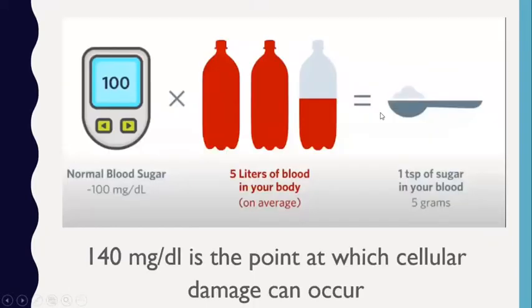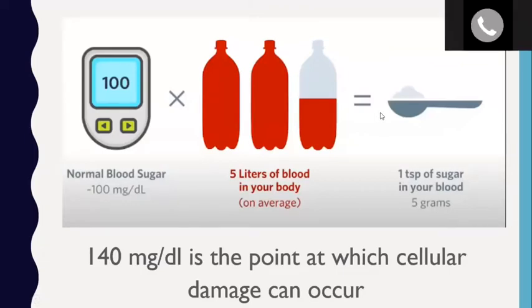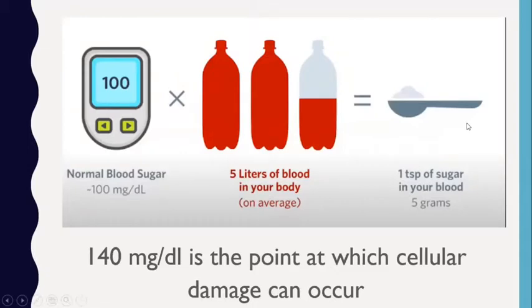This is what a normal blood sugar in a non-diabetic person might look like. We all have 5 liters of blood in our body. This is an average person. 1 teaspoon of sugar is going to raise your blood sugar to 100, and that's within the normal range. 140 milligrams per deciliter is the point at which cellular damage occurs from diabetes, which really is not high at all.